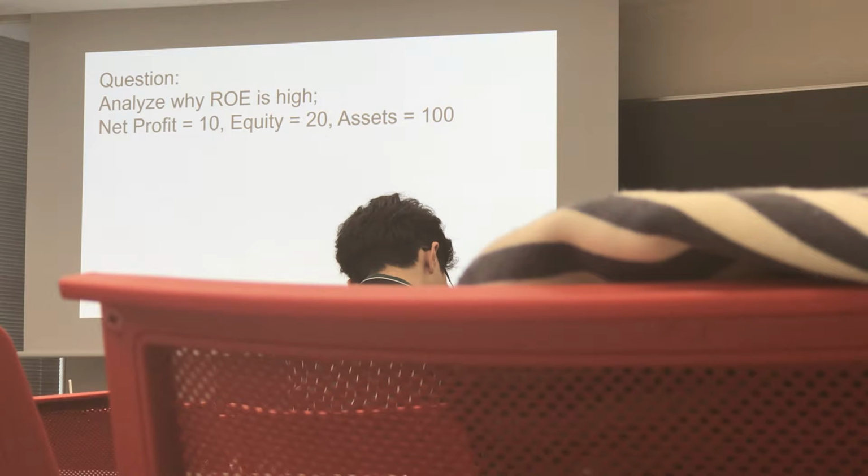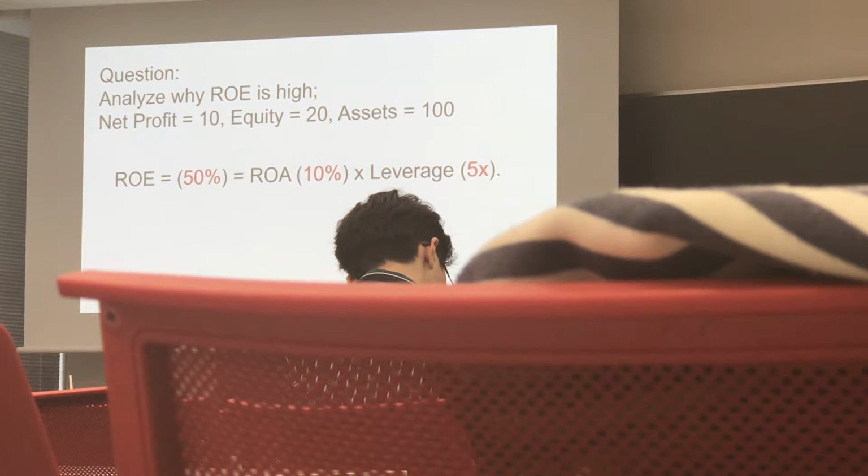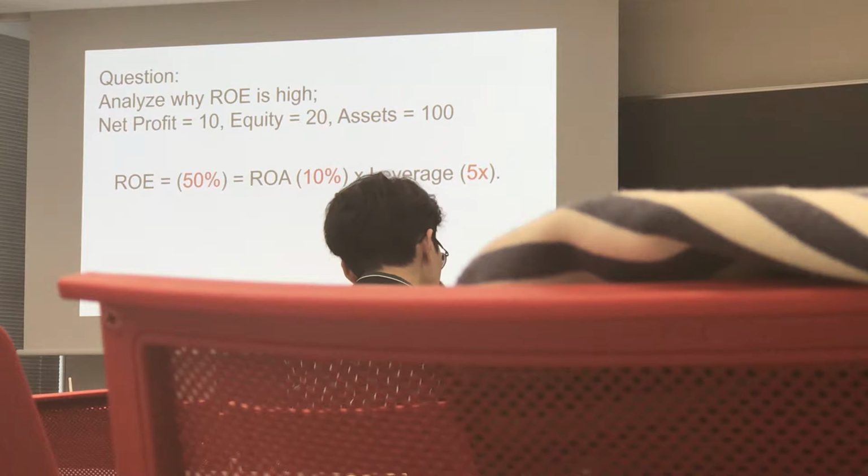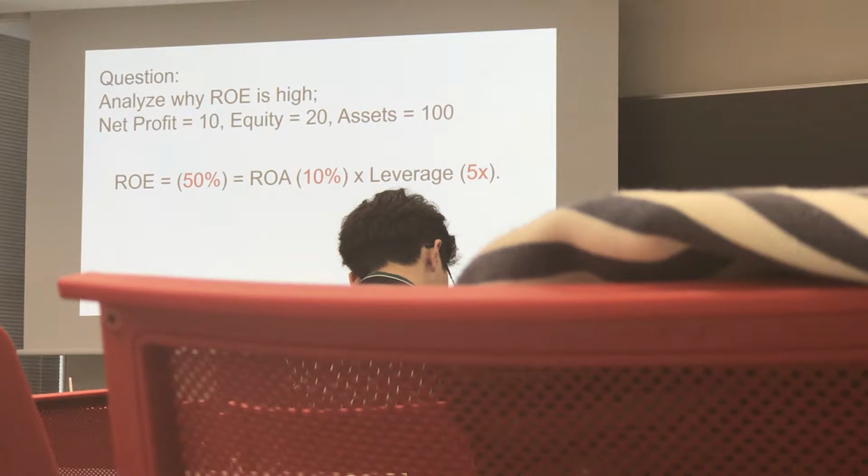Question. Analyze why return on equity is high for this company. Net profit is 10, equity is 20, and assets are 100. Therefore, 10 divided by 20 makes a 50% ROE, very, very high. ROE 50%. Can we break it into two parts? ROA is 10%, that is 10 over 100. And then leverage is 100 over 20, so 5 times. So 10% times 5 makes 50%.